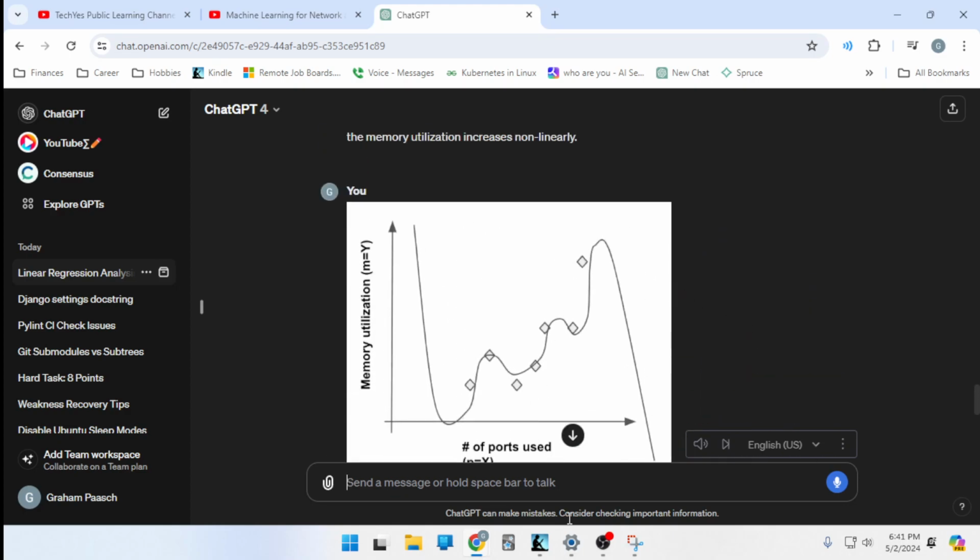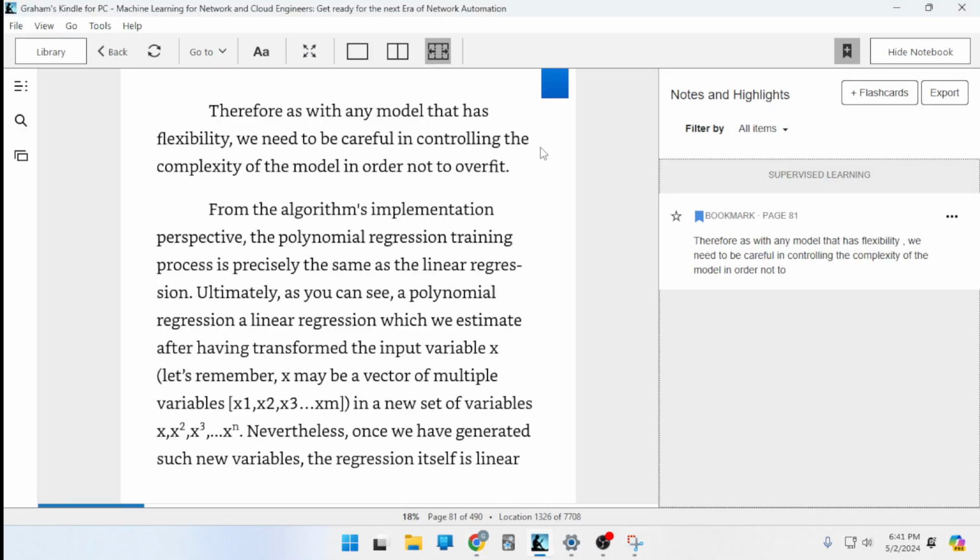Oh, good. So, high praise from ChatGPT. Therefore, as with any model that has flexibility, we need to be careful in controlling the complexity of the model in order not to overfit.